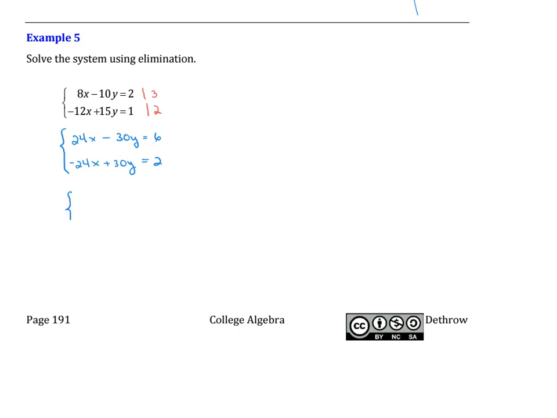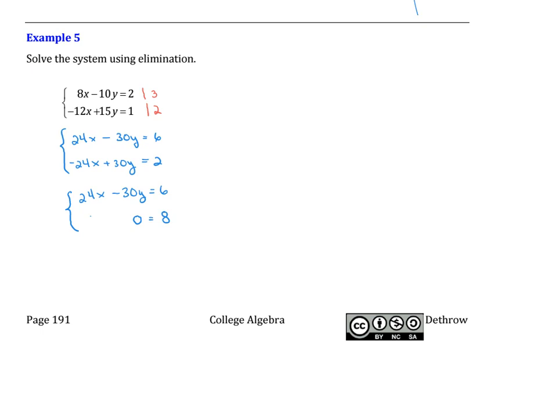Now let's replace the second equation by the sum of the two equations. So if I add the two equations, we get 24x and negative 24x. They eliminate. Negative 30y and positive 30y eliminate. So this gives us 0 on the left. And on the right, we get 6 plus 2, which is 8.